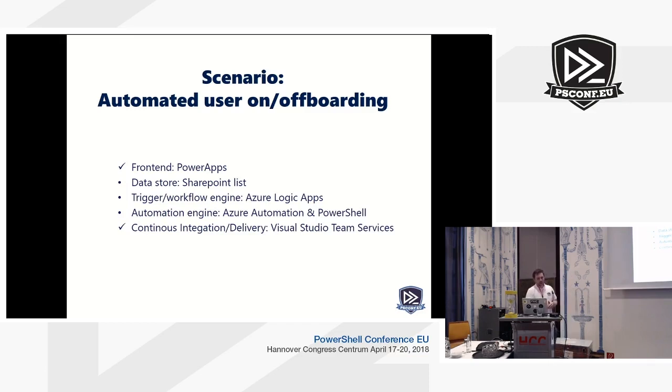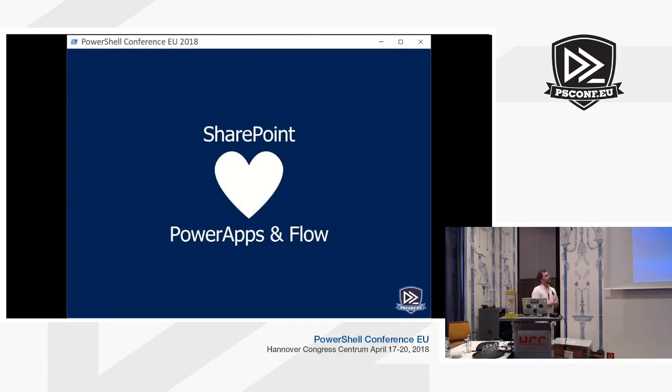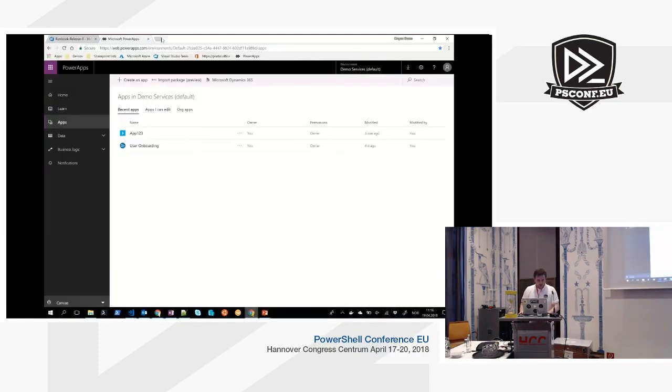So now we have VSTS and we have Power Apps. The next thing we're going to introduce is the data store. When the user hits the button in the Power App, where is it going to be stored? For this, we're using a very simple component in SharePoint, a SharePoint list, because there is very good integration between Power Apps and Logic Apps, which we'll talk about in a minute, and Flow. So let's go back into the demo environment and have a look at the SharePoint list.